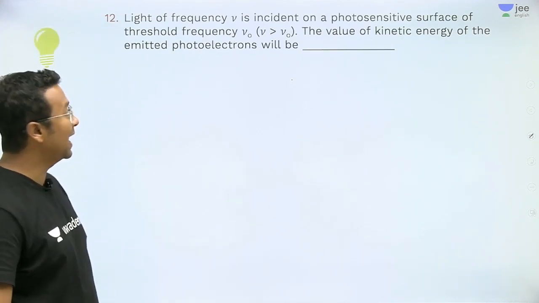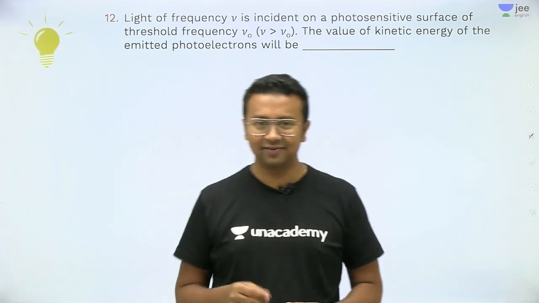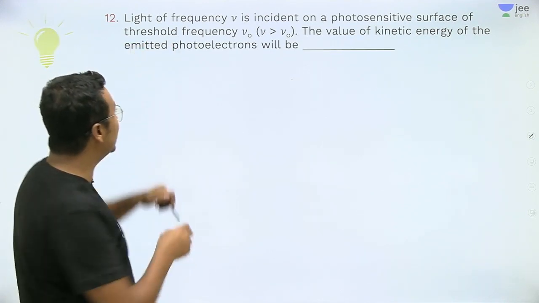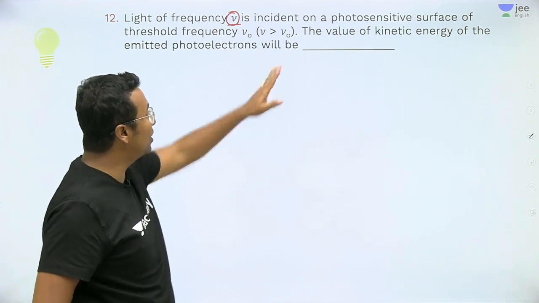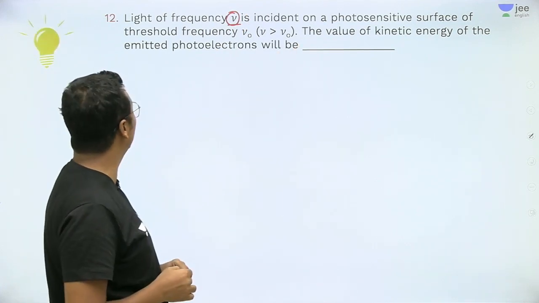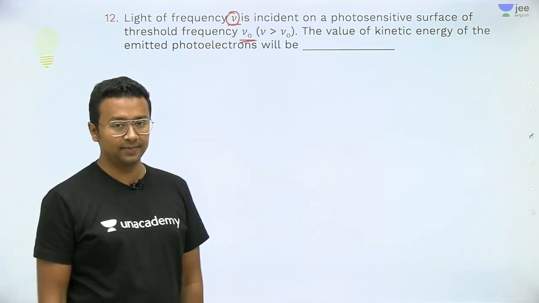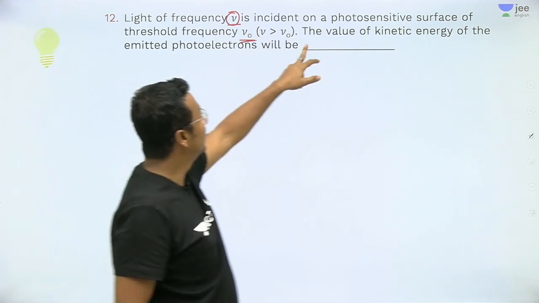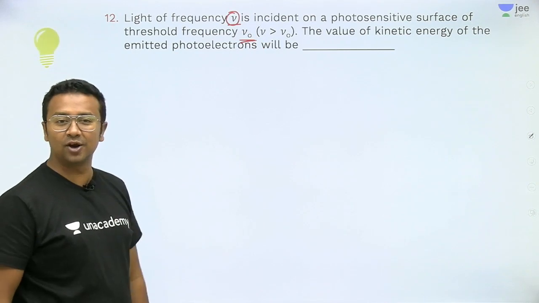Now here we have a question from photoelectric effect. What is the question? It says the light of frequency mu is incident on a photosensitive surface of threshold frequency mu naught, where mu is greater than mu naught. The value of kinetic energy of the emitted photoelectrons is going to be how much?